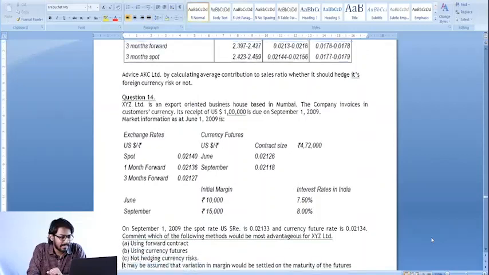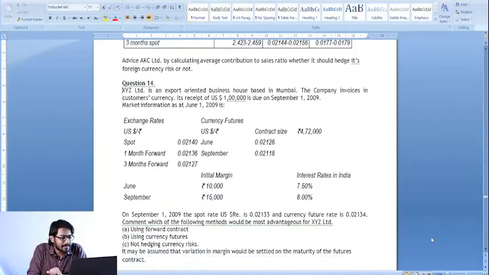XYZ Limited is an export-oriented business house based in Mumbai. Export oriented, those are the words over here, guys. Mumbai is not relevant to us. He could be in Mumbai, Delhi, Bangalore or Kolkata, doesn't matter. What matters is export oriented. When you read that sentence, you have to filter out the words relevant to you. Export oriented business.